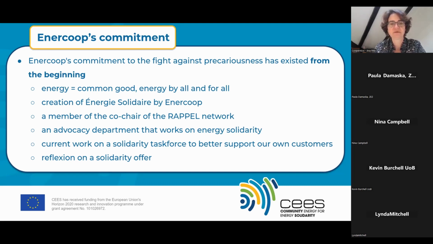Recently, since we engaged in the CEES project, we worked on the creation of a solidarity task force to support our customers in situations of energy poverty. It's the pilot that we do within the CEES project, and it works with our debt recovery department and our customer relationship department to better identify clients that are potentially in a situation of energy poverty, and to orient them towards our help, and then towards the competent actors, for example so the clients can get public grants to help them, or to renovate their houses.